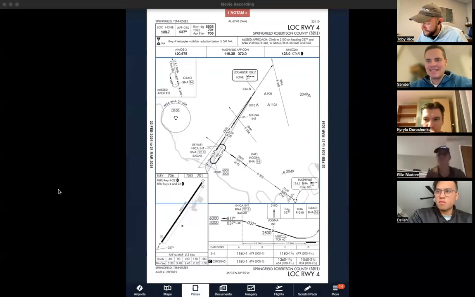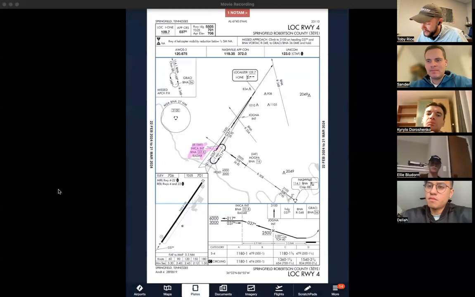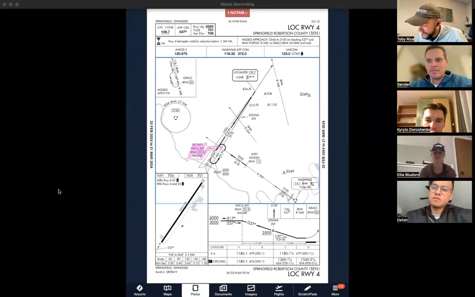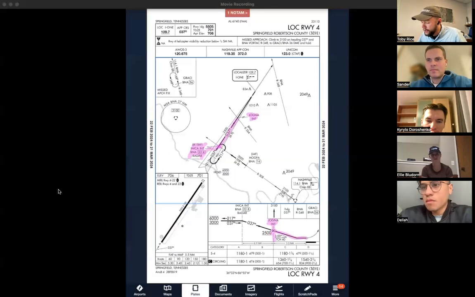So as you can see, the initial approach fix here is Inika. We'll fly to Inika. We would complete the course reversal if required, and then we would fly in from Inika to Jogna. And Jogna here is, as you can see, the final approach fix. But then, once you're coming down the localizer, there is no particular missed approach point that you can see. There's not a DME, there's not a GPS, a radial, or anything.